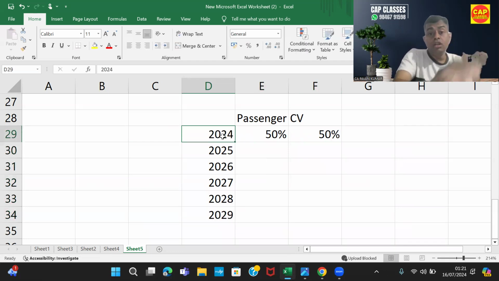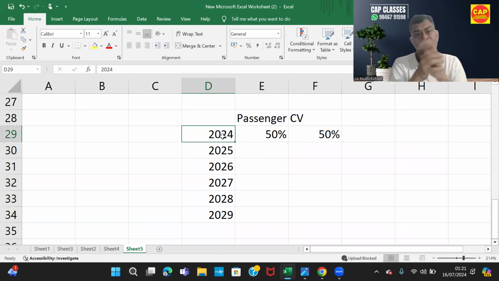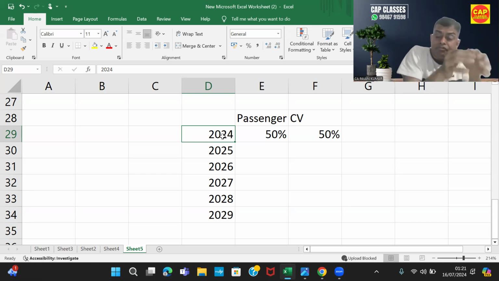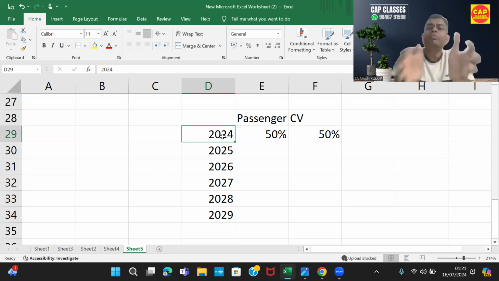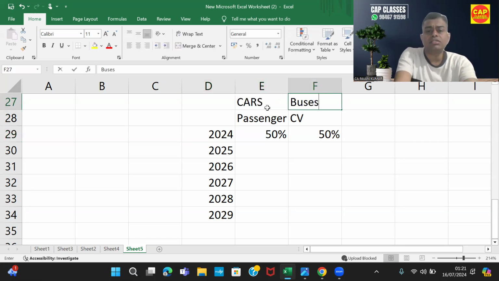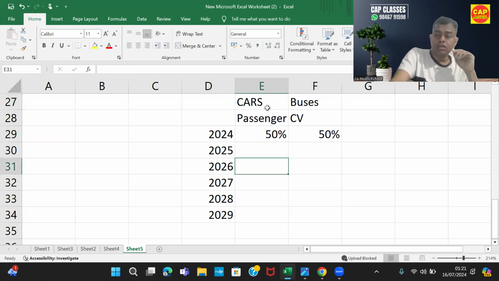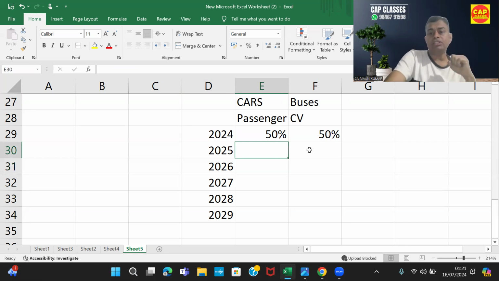In 2024, you are manufacturing, say, 1,000 passenger cars and 1,000 commercial vehicles. Just for the sake of numbers, 50% of your business is passenger vehicles, 50% is commercial vehicles. Say these are cars and these are buses. You're manufacturing cars, you're manufacturing buses. Now, in future, you want to reduce it. So in 2025, you'll reduce it by 20%, and so on.